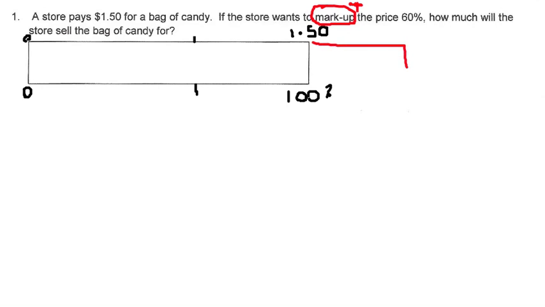So if we're going to add 60% to it, it will be 160%. So if 100% is $1.50, what would 60% be? Right now, find what 60% of $1.50 is. Pause the video, calculate that. When you're ready to move on, press play. So 60% is 90 cents. So we have to add 90 cents to $1.50. And so our answer would be $2.40.